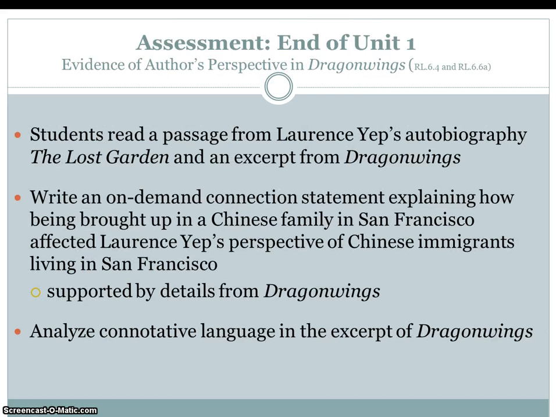End of Unit 1 assessment is evidence of author's perspective in Dragon Wings. Students will read a passage from Lawrence Yep's autobiography, The Lost Garden, and an excerpt from Dragon Wings. They will write an on-demand connection statement explaining how being brought up in a Chinese family in San Francisco affected Lawrence Yep's perspective of Chinese immigrants living in San Francisco, and they will support it with details from Dragon Wings. They will also analyze connotative language in the excerpt of Dragon Wings.